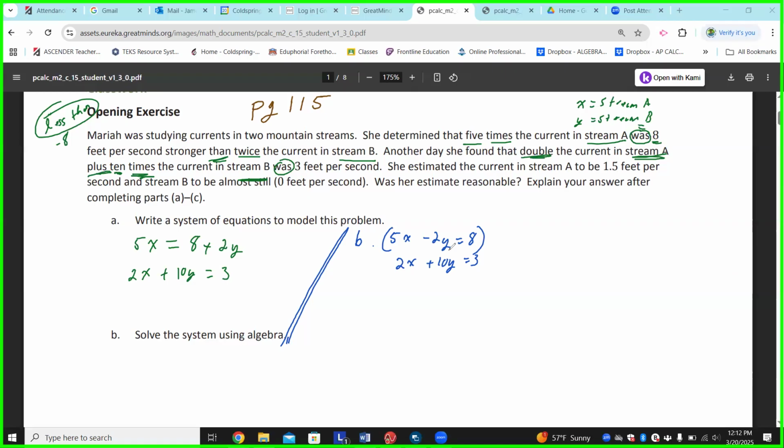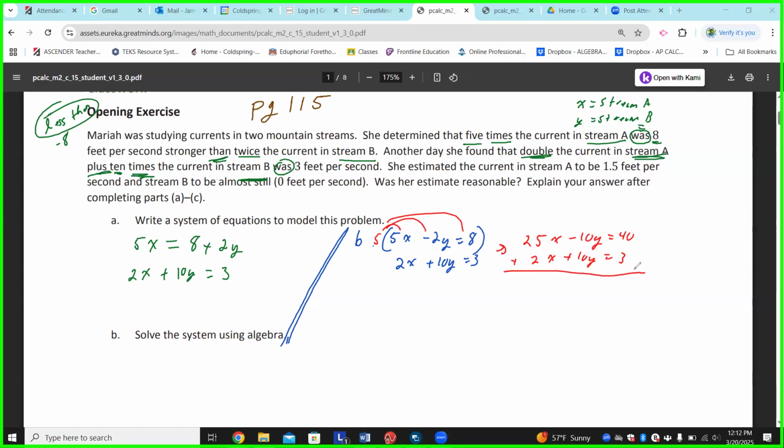-10. -10 plus 10 would be eliminating a variable. So let's work with 5. So I'm going to multiply that second equation by 5. And as long as I do it to all the terms in that equation, it's a completely legal step in math. So I'm going to rewrite it now as 25x minus 10y equals 40. And then 2x plus 10y equals 3.